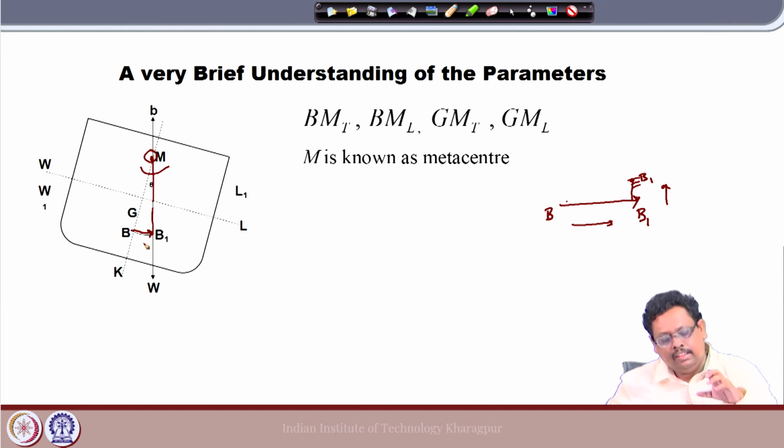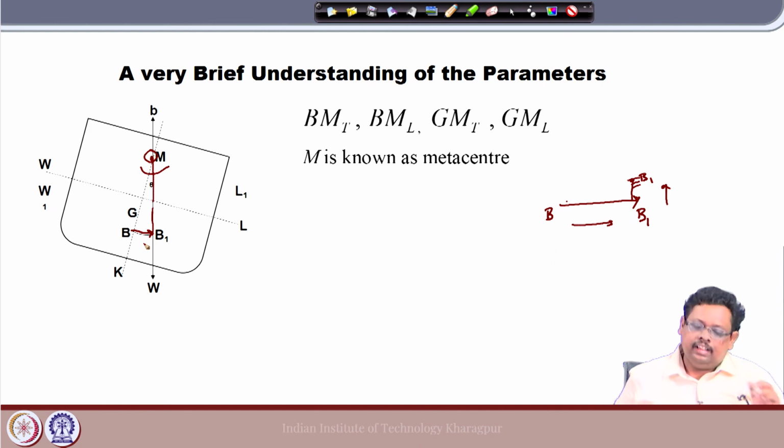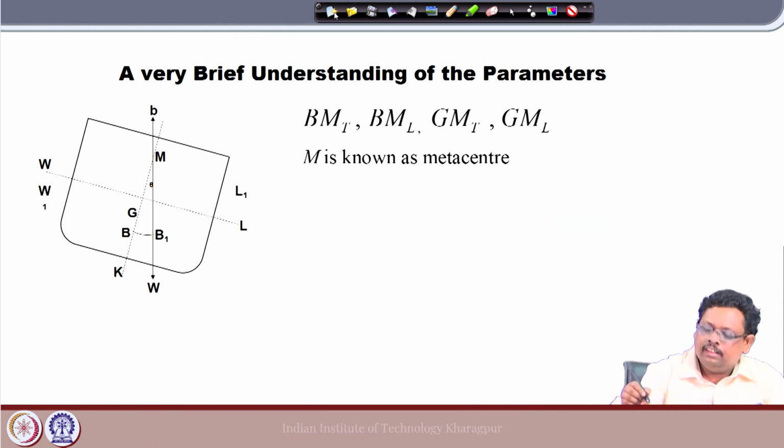We call it the metacenter when theta is small. Once we understand the value of M, then we understand what BM is, which is the distance from B to M, and GM is the distance from G to M. G is the center of gravity of the ship. So when the mass distribution is given, you know the value of G, and therefore you know the values of BM, GM, etcetera.